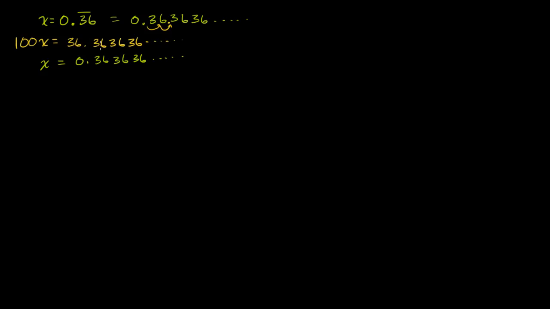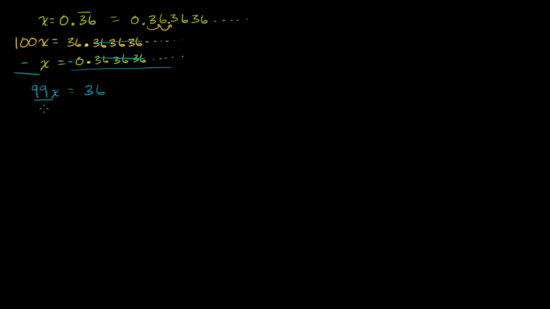And notice, when we multiply by 100, the 3s and the 6s still line up with each other when we line up the decimals. You want to make sure you get the decimals lined up appropriately. The reason this is valuable is that when we subtract x from 100x, the repeating parts will cancel out. So let's subtract these two things. On the left-hand side, we have 100x minus x, so that gives us 99x. On the right-hand side, this part cancels out with that part, and we're just left with 36.